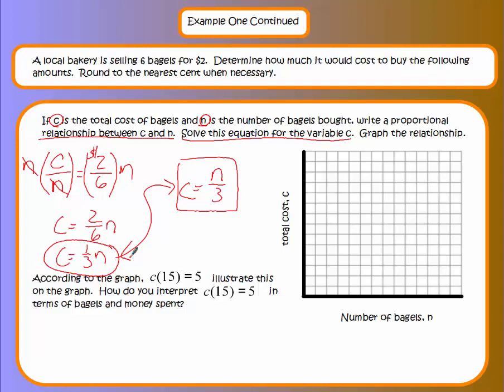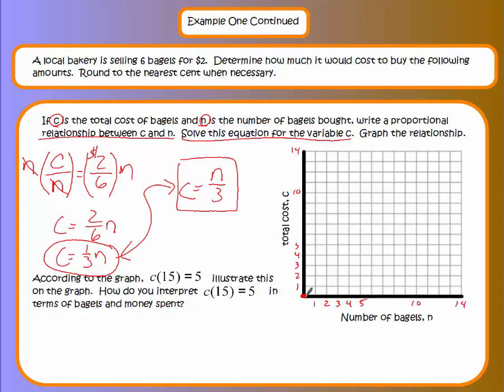So let's graph this relationship. Let's see. So the number of bagels, let's do 1, 2, 3, 4, 5, 6, 7, 8, 9, 10, 11, 12, 13, 14. And let's go up. The total cost is going to be $1, $2, $3, $4, $5, 6, 7, 8, 9, 10, 11, 12, 13, 14. Let's see what happens when we graph this. Well, there's a really easy way to graph this. Remember, I was just talking about this rise over run piece. So we have c equals, so the cost is 1 over 3 times n. So let's start at 0, 0. Because if the cost is 0, then I'm not getting any bagels. So we're always going to start here at 0, 0.